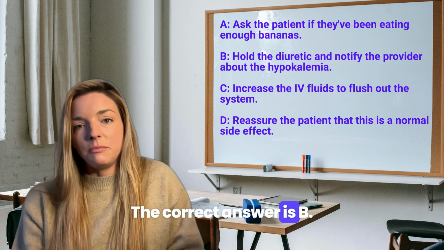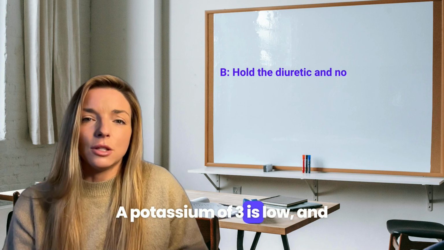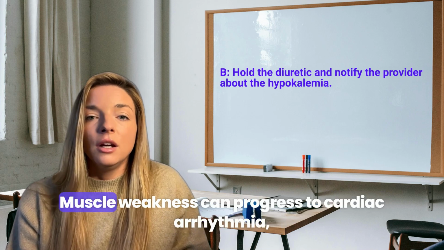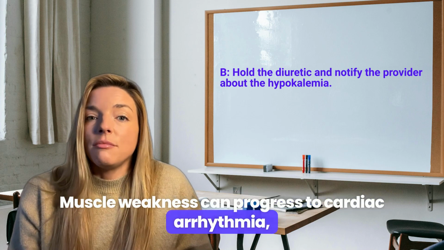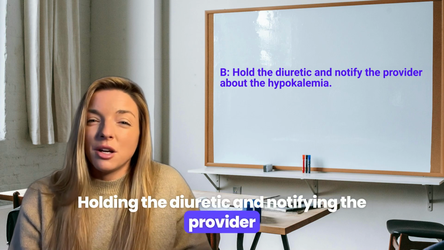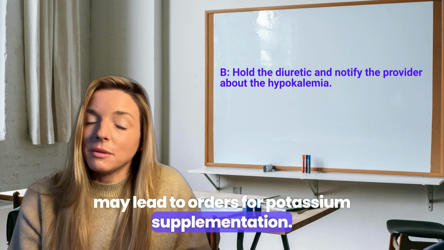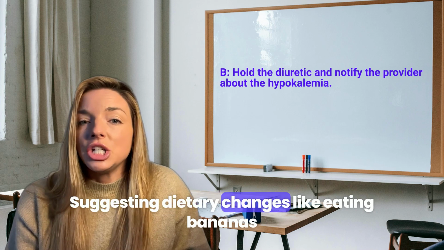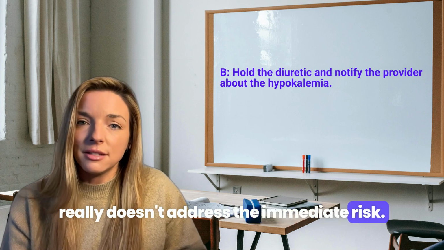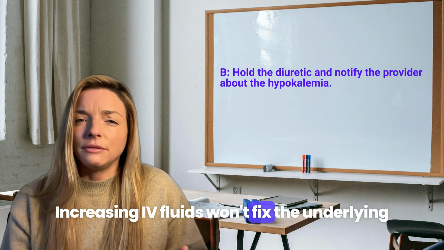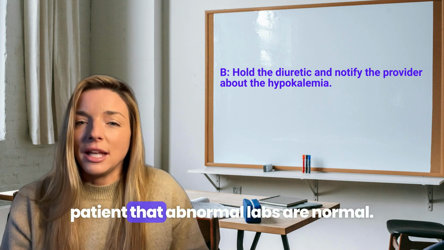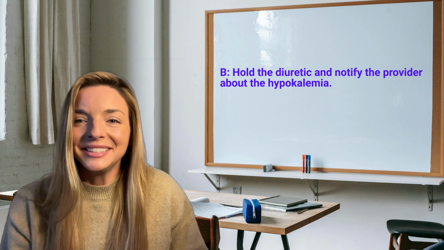The correct answer is B. A potassium of 3 is low, and diuretics like furosemide commonly cause hypokalemia. Muscle weakness can progress to cardiac arrhythmias, so it's critical to address this. Holding the diuretic and notifying the provider may lead to orders for potassium supplementation. Suggesting dietary changes like eating bananas could help long term, but it really doesn't address the immediate risk. Increasing IV fluids won't fix the underlying potassium loss, and you never reassure a patient that abnormal labs are normal.